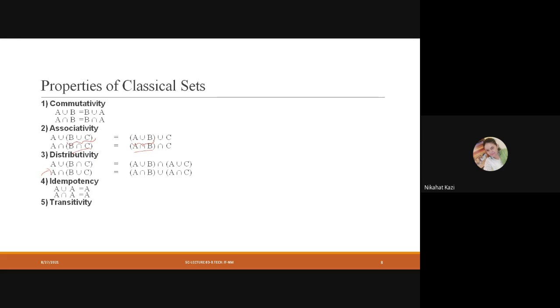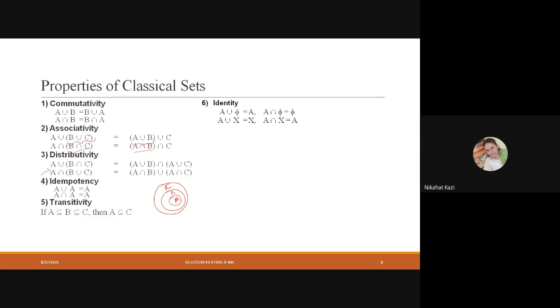Next is transitivity. If A is a subset of B is a subset of C, then A is a subset of C. So when we talk about containership or the subset relation, then if you have something like this, automatically the smallest subset will be a subset of the larger one, C. It's like A is inside B, and B is inside C. Right? So that is transitivity.